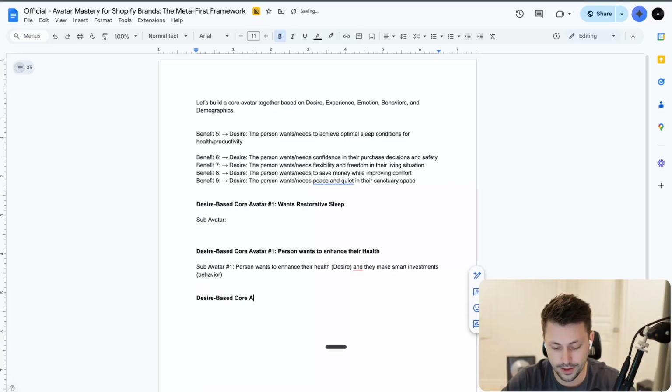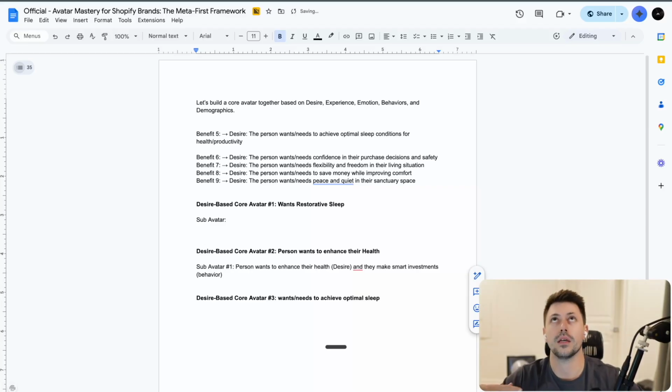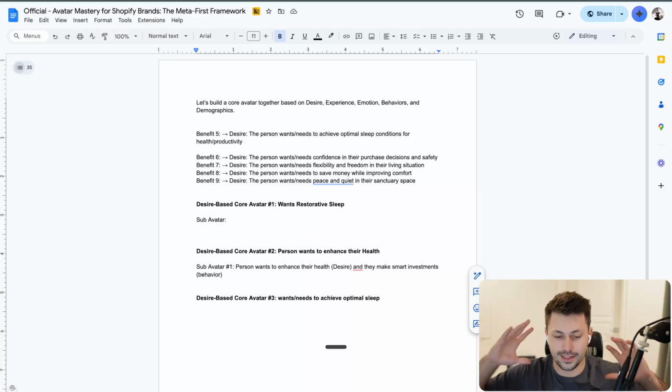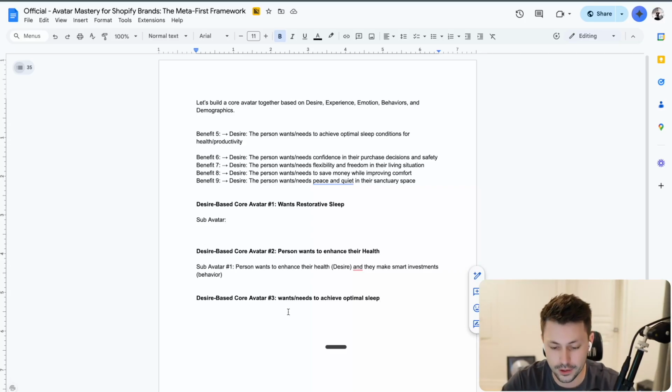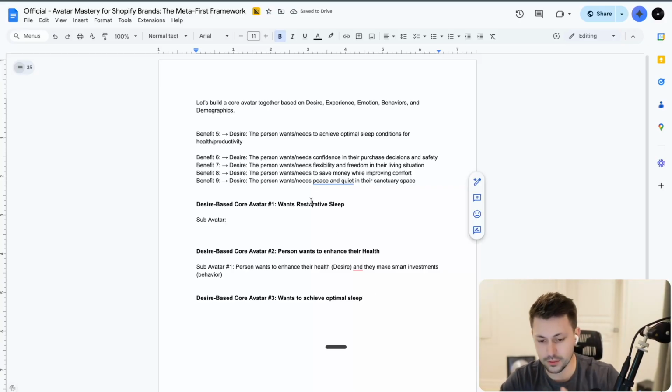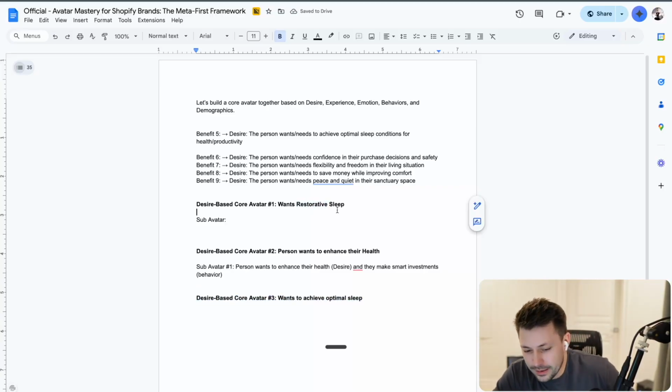So desire-based core avatar. And just so you guys know, I might have some slip-ups while I'm doing this, because I want you to understand that a lot of the time, when you're just saying words, it just comes out. But what we're trying to do is break it down for the point of being able to truly understand it. So let's just say this person here wants to achieve optimal sleep. Okay. And this is kind of the same as restorative sleep. I might be testing this out.